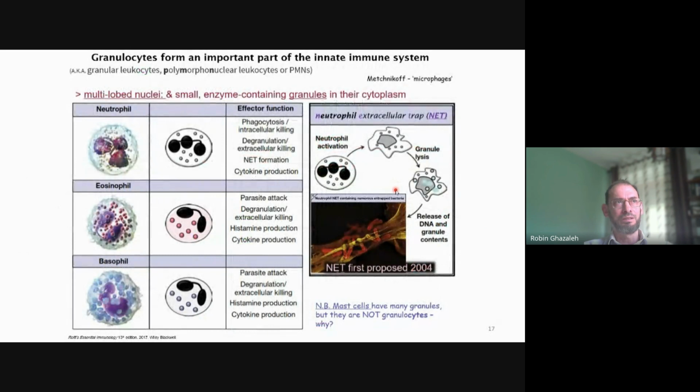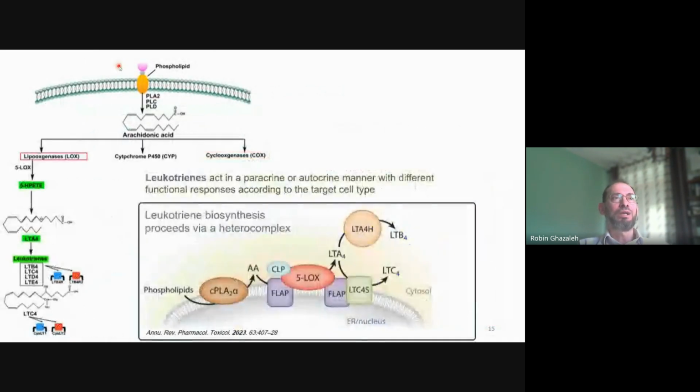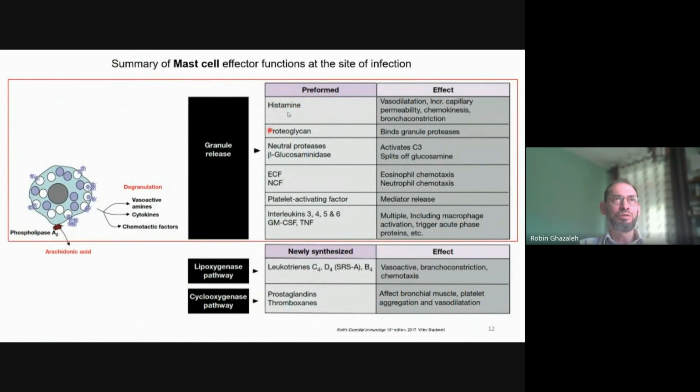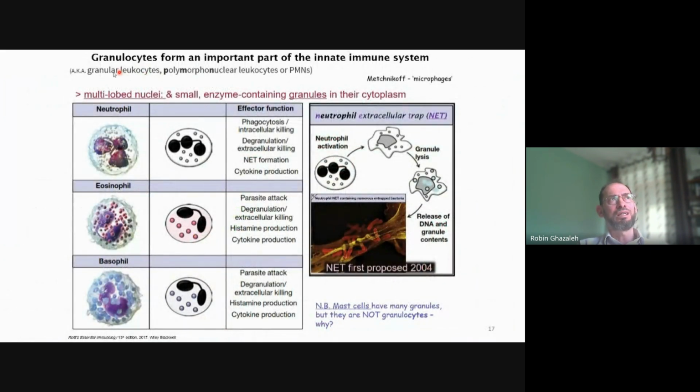Right, next one. Alhamdulillah. So we have looked at the 3 sentinel cells. Now we have another batch of cells to look at, which are called the granulocytes. وهون ممكن تقول بتذكر إنه الدكتور قال إنه الماست cells فيها lots of granules. بس الماست cell ما تصنف ضمن الgranulocytes، لأنه granulocytes عندهم granules بس also they have a multi-lobed nucleus.